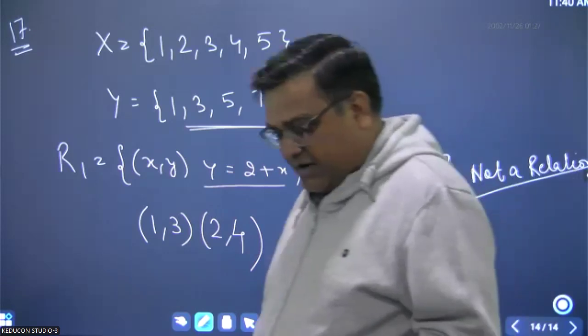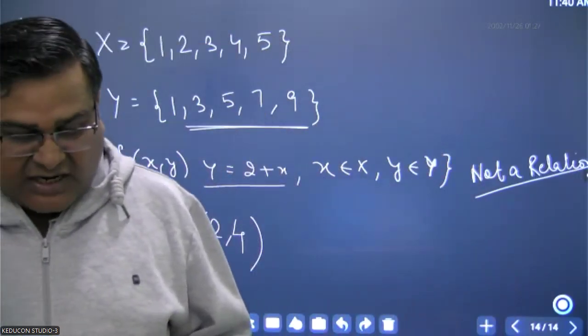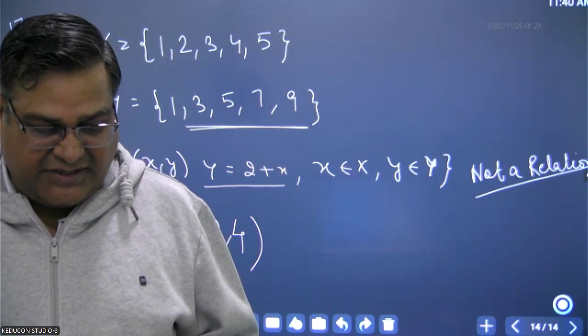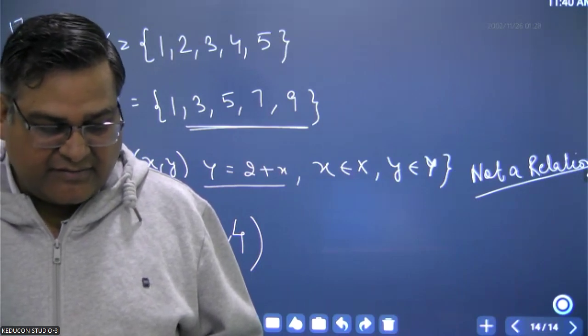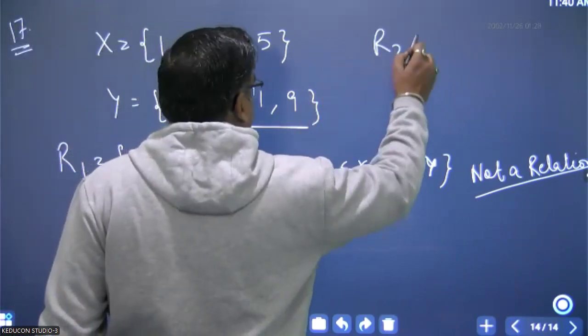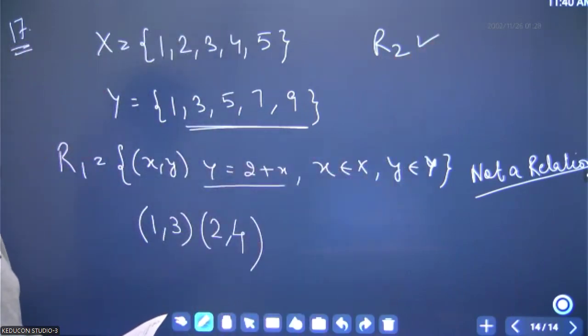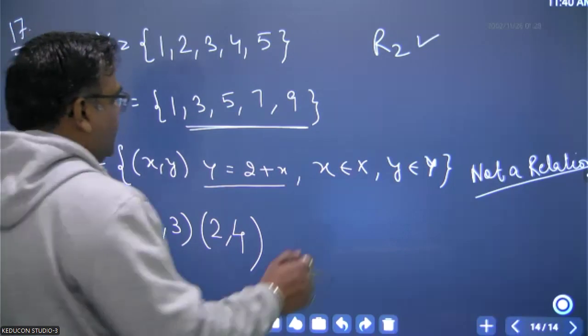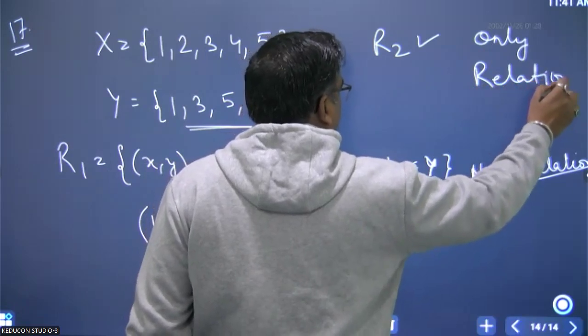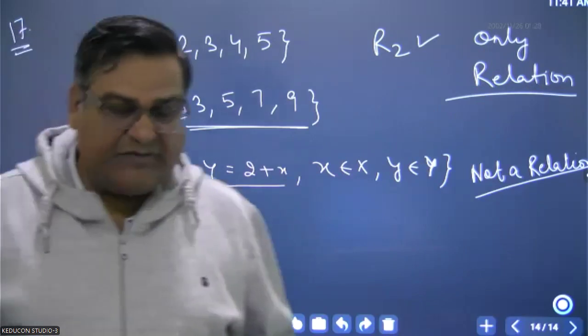Right? Now we come to R2. R2 is 1, 1. 1, 1 is there, in X as well as in Y. 2, 1, yes. 3, 3, yes. 4, 3, yes. 5, 5, yes. So it is a relation. Now comes R3, 1, 8. 8 is not there in Y, so R3 is not a relation. R4: 1, 3, yes. 2, 5, yes. 2, 4, no. So R2 is the only relation. So the answer will be R2. B option will be the correct option.